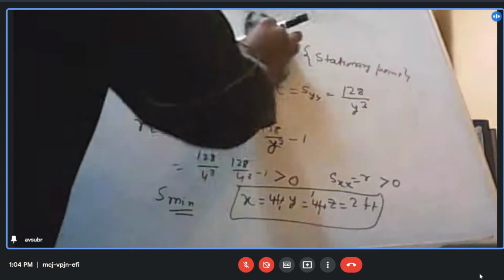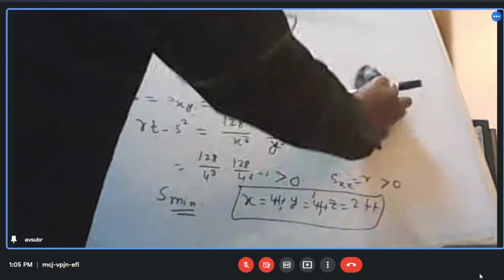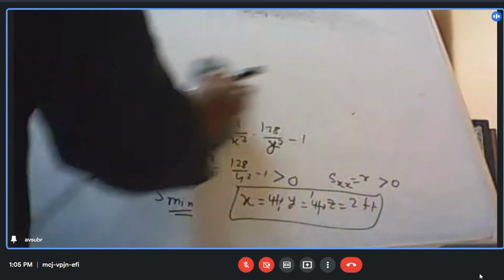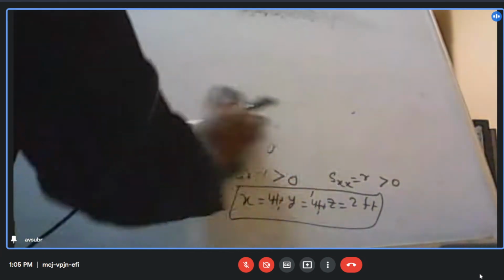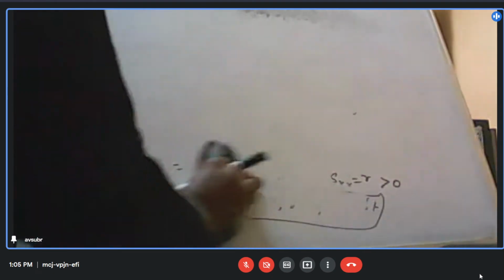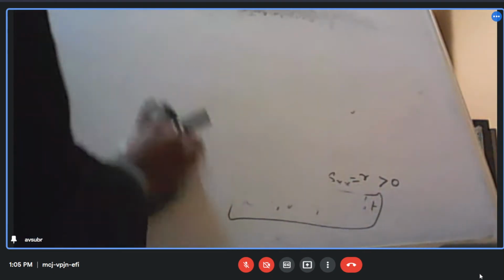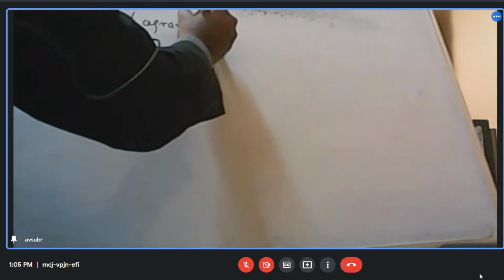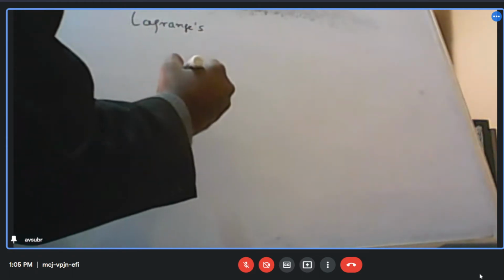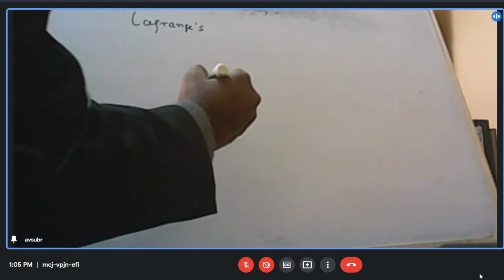So now, so far, we have seen that there is no restriction. For finding maxima and minima, we have not imposed any additional restriction. But what if there is a restriction? We call it a constraint. Then we use what we call Lagrange's method of undetermined multipliers.